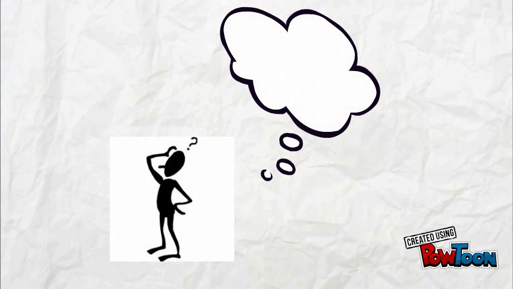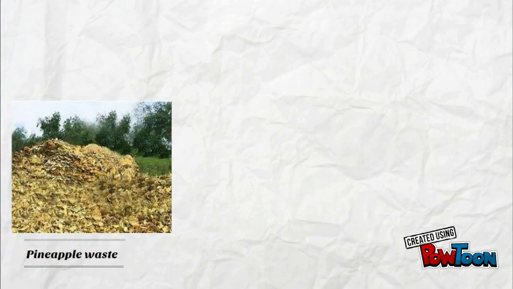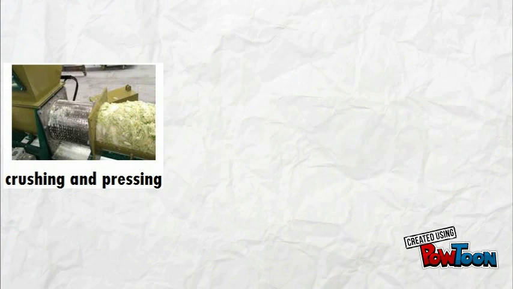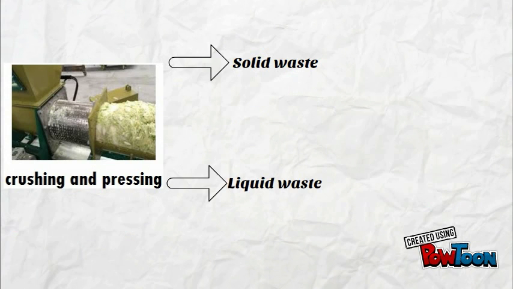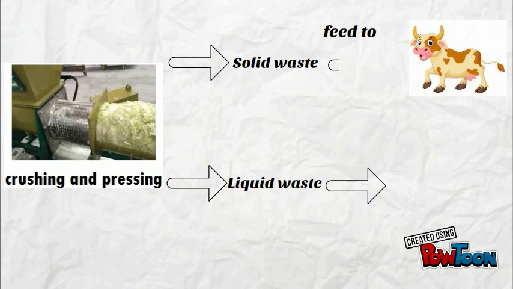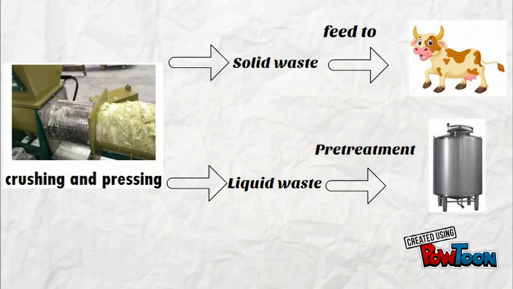How can we obtain liquid pineapple waste? Firstly, we buy pineapple waste from the suppliers and deliver it to our factory. In the factory, pineapple wastes undergo crushing and pressing. Then solid waste and liquid waste are produced separately. We will sell the solid pineapple waste to farmers for cattle feeding. The liquid pineapple waste will be used as substrate for lactic acid production.